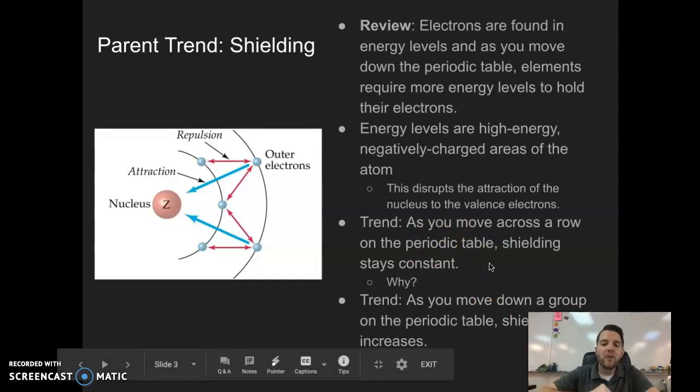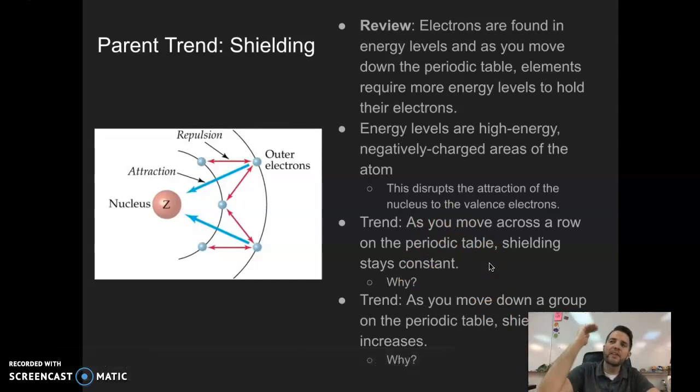As we move down the periodic table, we see that shielding is going to go up, because using the periodic table as a tool for electron configuration, we see that as we move down the periodic table, the different rows of the periodic table are representative of the energy levels that electrons can fit in. So the further you are down on the periodic table, the more energy levels you have. Therefore, the more shielding you're going to see.